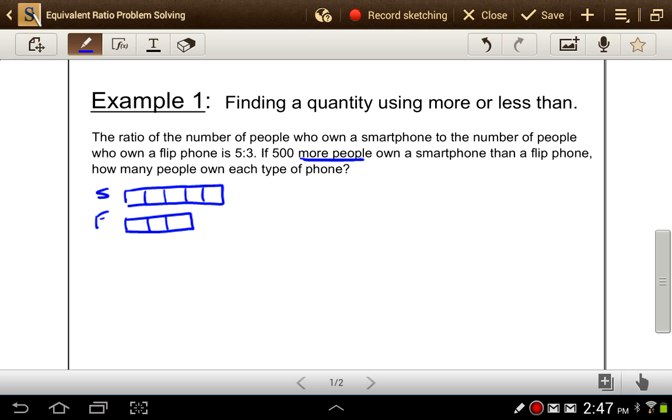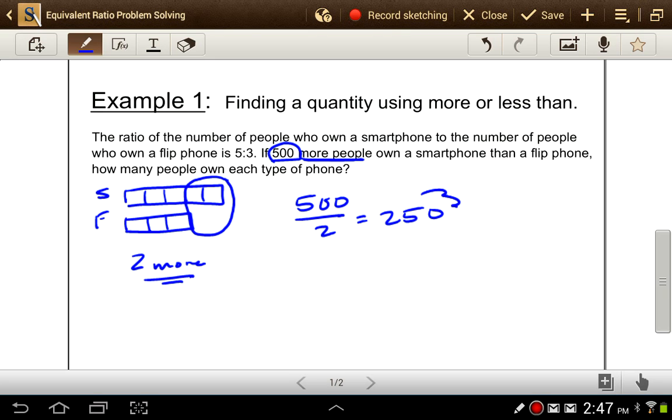So I'm just going to circle here and say, okay, look, I have 2 more. So I have 2 more for my smartphone than my flip phone. All right? And the second thing I'm going to do is take my number from my problem, the 500, and divide it by that more than number. So I'm going to take 500 and divide it by 2. That's going to give me 250. And that number right here, that is my section number. So now I can put 250 in each section.